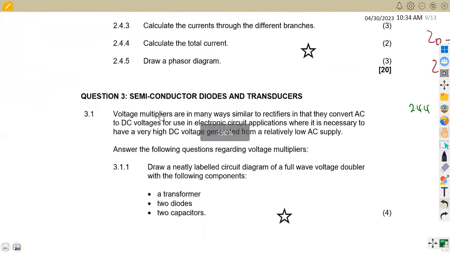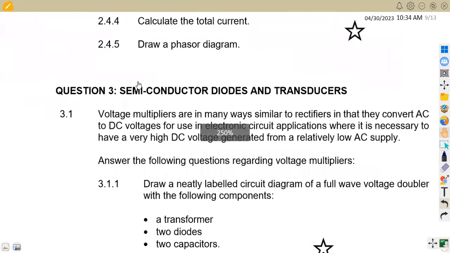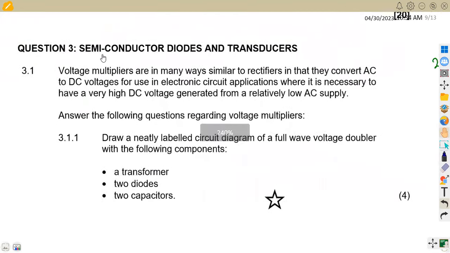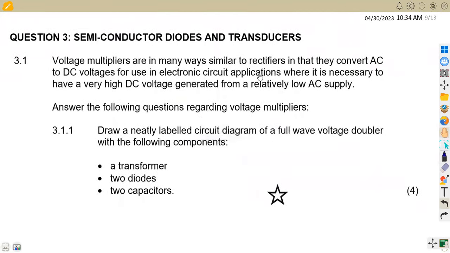Yes, you can even write the voltage if you want, but this is enough for the 3 marks that you're given. All right, question 3, we are now given semiconductor diodes and transducers.